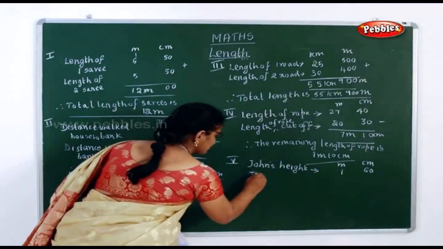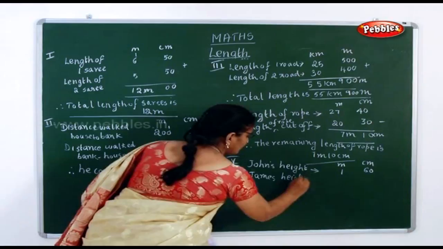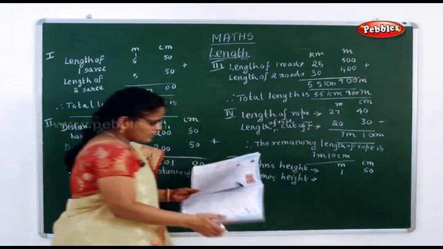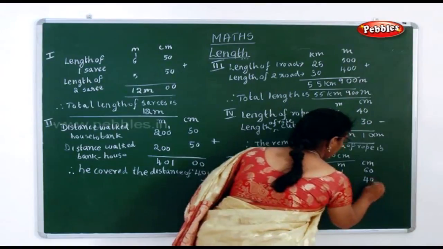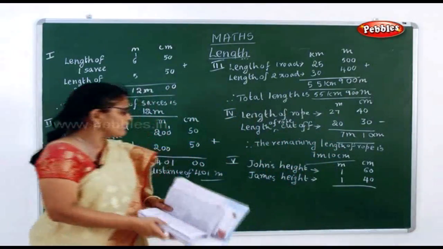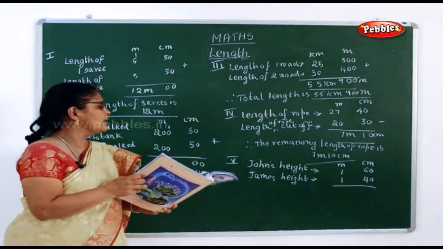And the other person is James. James height. What is the James height here? James height is 1 meter and 40 centimeter. Now what is the question they have given here? They have asked, but how much is John taller than James?